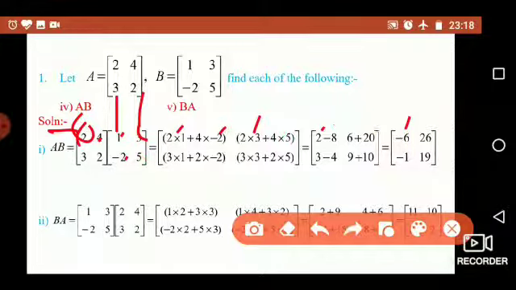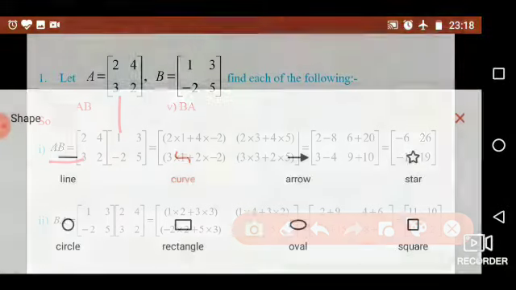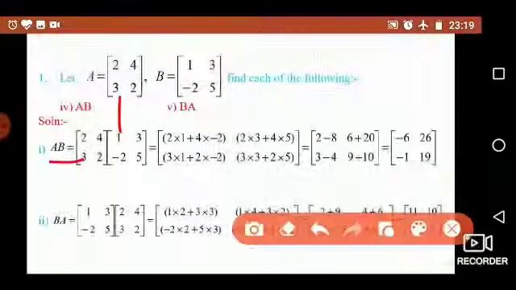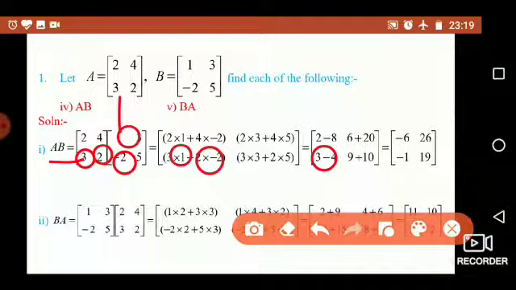Similarly, the second row will get multiplied with the first column of the second matrix and then the last column of the same matrix. Again the multiplication is row by column wise. The corresponding elements of the row and column will be multiplied and added. Therefore, 3 ones are 3 and 2 minus 2s are minus 2. The sum of these two is 3 minus 4, that gives minus 1.